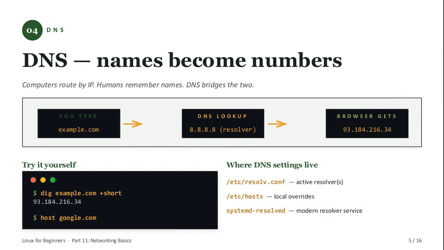But nobody wants to memorize 93.184.216.34 just to visit a website. And that's where DNS comes in. When you type example.com, your machine asks a resolver, often something like 8.8.8.8, to translate that name into the actual IP your browser needs. You can watch this happen yourself with dig or host right from the terminal. And if you ever want to see or change how your system resolves names, the answers live in /etc/resolv.conf, /etc/hosts for local overrides, and on modern systems, systemd-resolved.